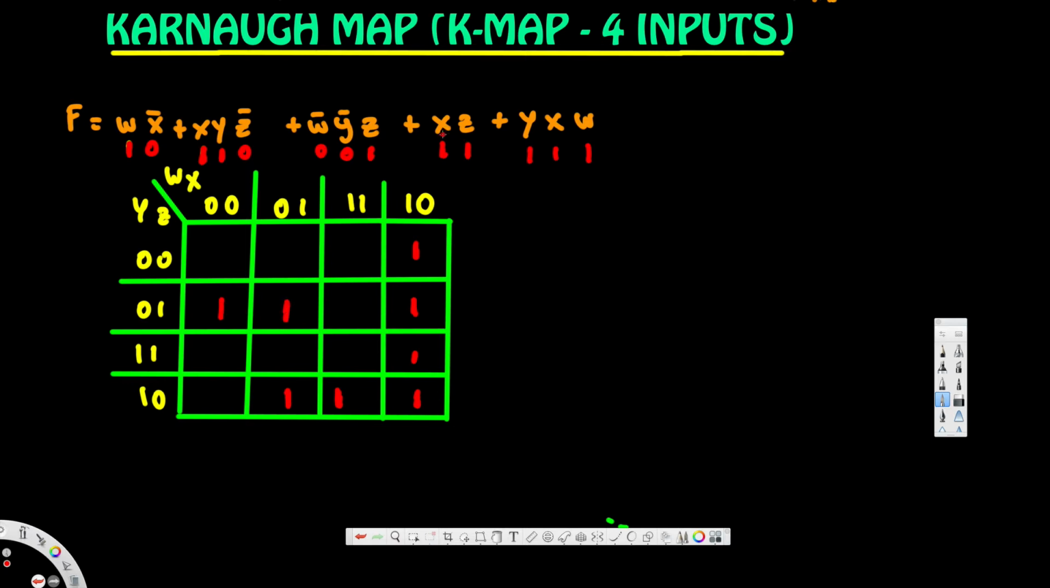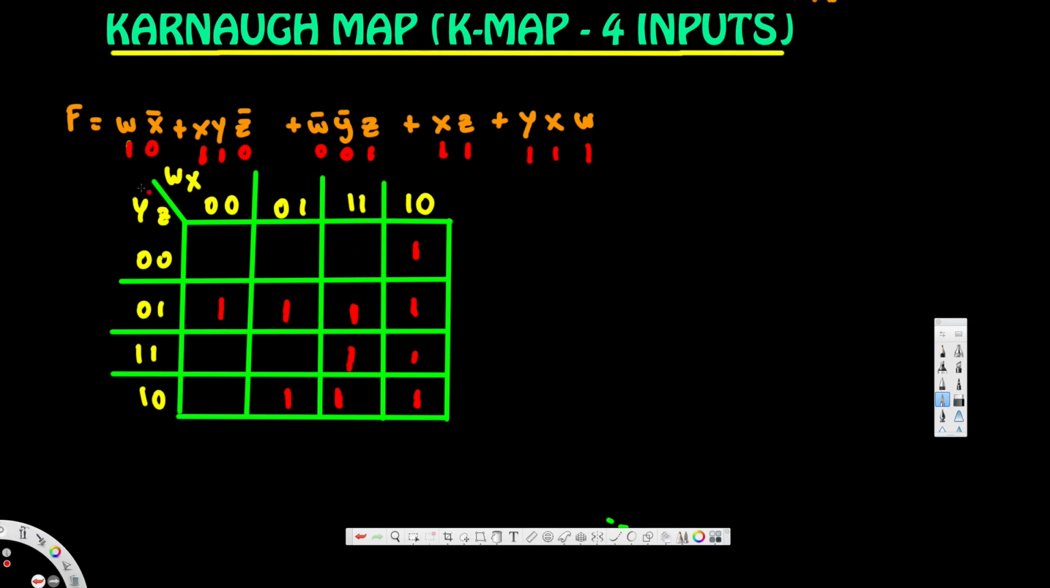Now let's look at this one. X, z has to be 1. X is the second term. This one, and z has to be 1. Z is 1 right here. So this is 1. And then we have wx, yx, w has to be 1. Y is the first one. That's 1. And x is the second one of the top. That's 1. And then w is 1. So this one should be 1.